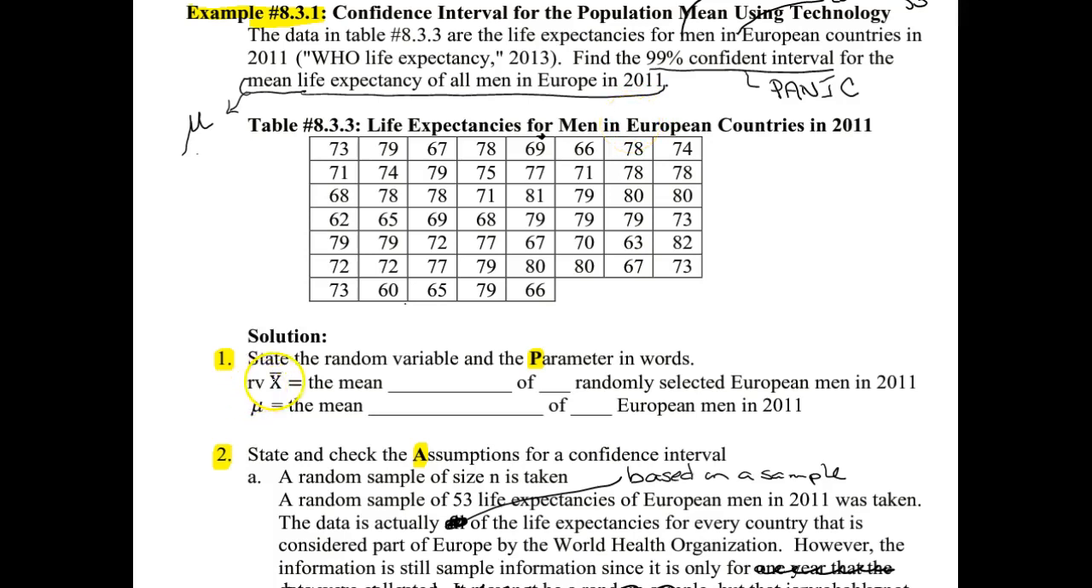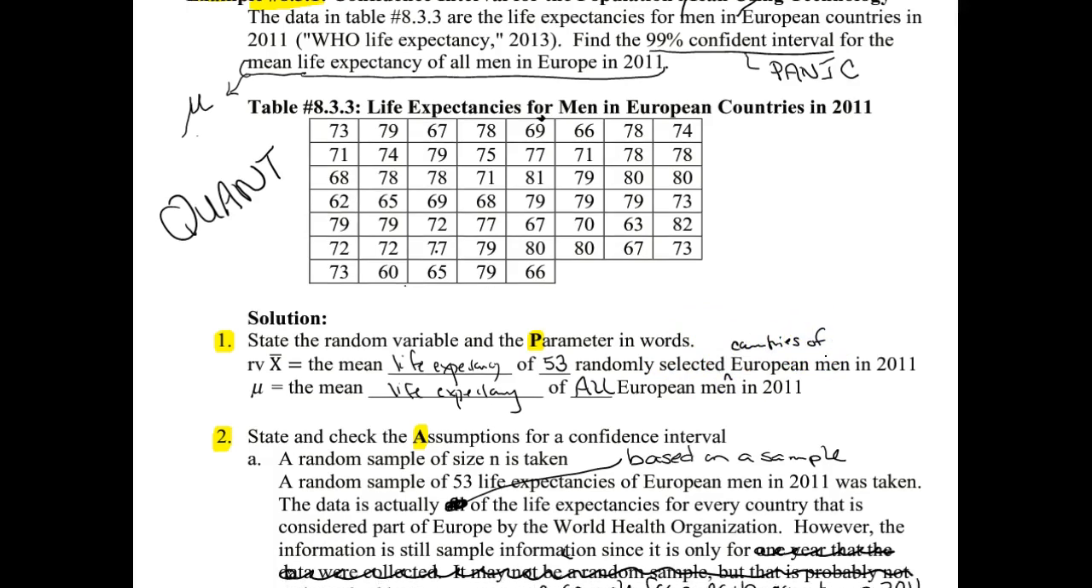All right, so the first step here in PANIC, the P stands for population parameter. In this case, we're dealing with quantitative data, and so we are going to look at the mean life expectancy, mu, for all European men in 2011. And in this case, this is going to be the mean life expectancy from these 53 randomly selected countries of European men in 2011.